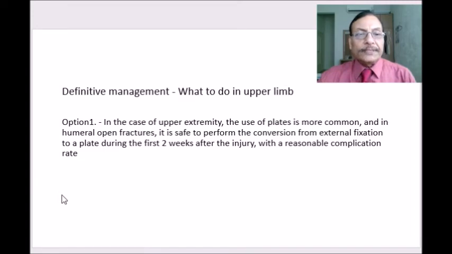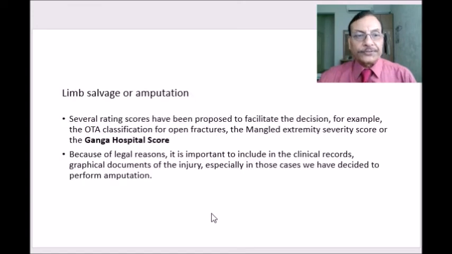Now, definitive internal fixation in the upper limb, which one to do? In the upper limb, use of plates is more common and gives satisfactory results as well, especially in humeral open fractures. So, it is safe to perform the conversion of the fixation from external fixators to the plate during the first 2 weeks after surgery with, of course, a reasonable complication rate.